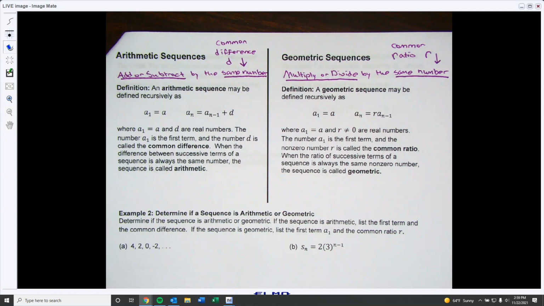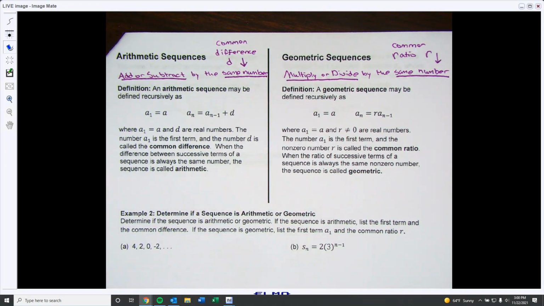All right. Now, I put the technical definitions of these, but they're a little bit more detailed and one's actually a little bit more user-friendly. So arithmetic, you add or subtract by the same number. That number is a common difference. Geometric, we multiply or divide by the same number, and that is called the common ratio. Now, if you ever need to figure out what the common ratio or the common difference is, these little formulas right here will help you out.